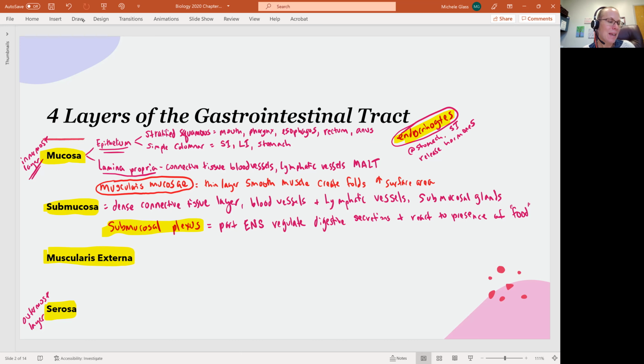Okay, the next layer, so again, we're going from inner to outer. So we have mucosal layer, submucosa, and now muscularis externa. And I'm going to also change to a red pen because this muscularis externa is a layer of smooth muscle. And we're going to see both an inner circular smooth muscle layer and an outer longitudinal smooth muscle layer.